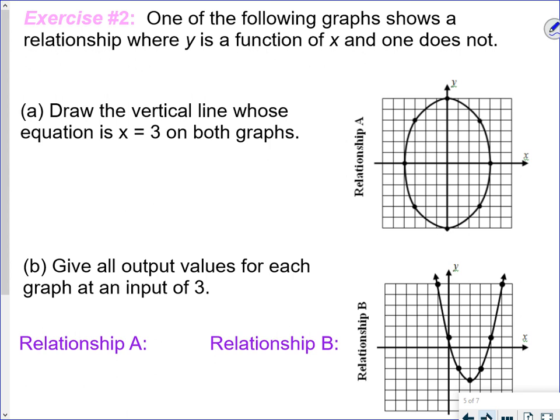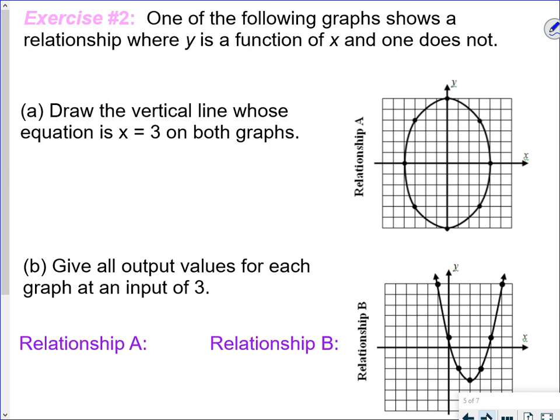So they walked us through this and they told us the first thing to do is draw in the vertical line of x equals 3 on both graphs. Which direction are my vertical lines again? What happened to your 3 arms? Thank you. Guys, you're going to forget, and you're going to remember this.